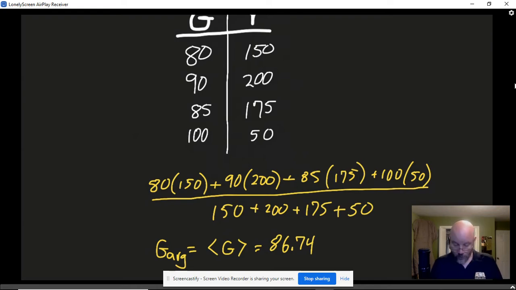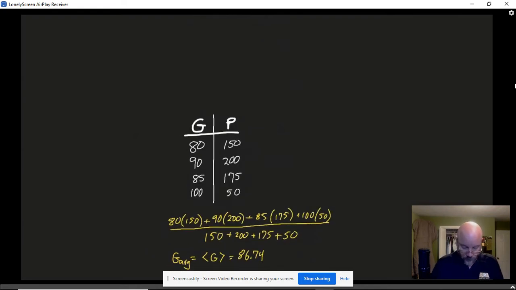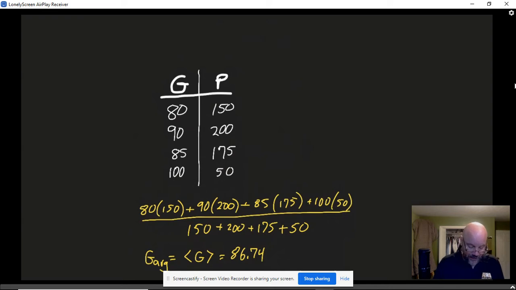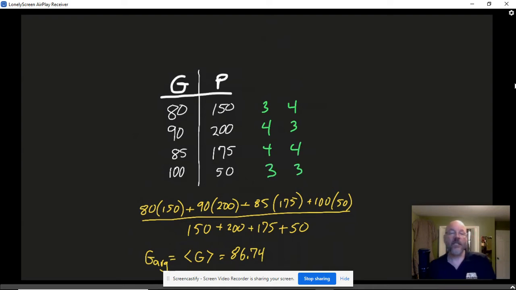So, for example, your GPA would be calculated in a similar fashion. Maybe you got a B in a 4-credit course, an A in a 3-credit, an A in a 4-credit, and a B in a 3-credit. It would work the same way. You'd have 3 times 4 plus 4 times 3, et cetera, et cetera. And that's how your GPA is calculated. So your GPA is a weighted average.